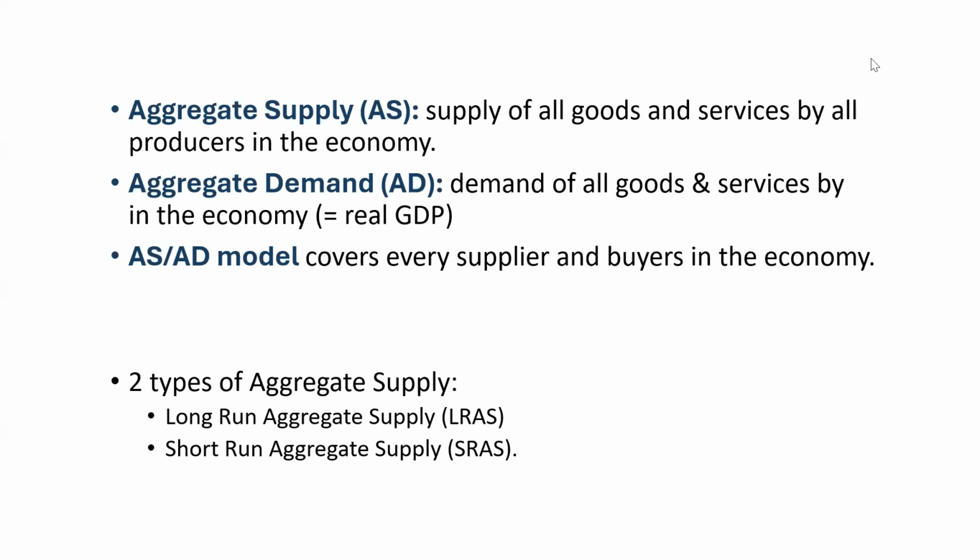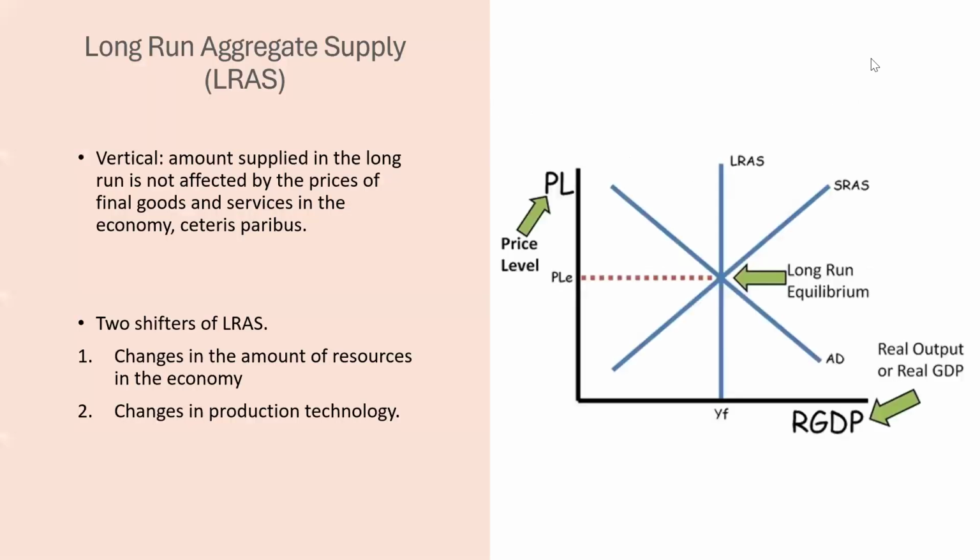So the ASAD model is just like a bigger supply and demand graph. It just covers every supplier and every buyer in the economy. There are two types of aggregate supply: long-run aggregate supply and short-run aggregate supply. The long-run aggregate supply is vertical because the amount supplied in the long run is not affected by the prices of final goods and services in the economy, ceteris paribus.